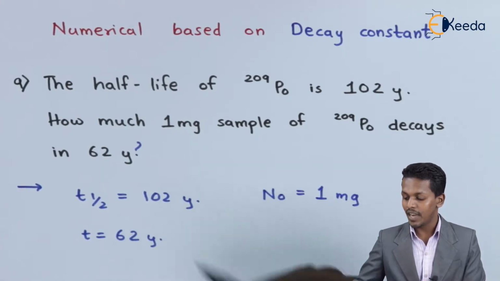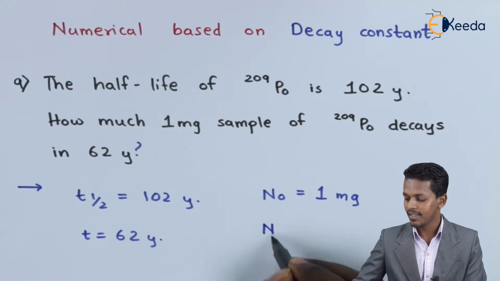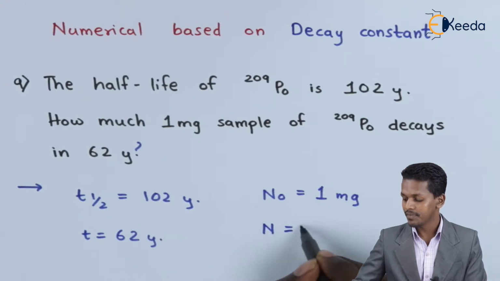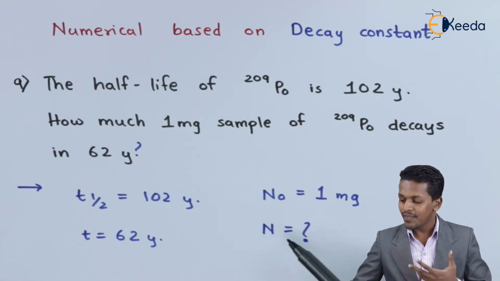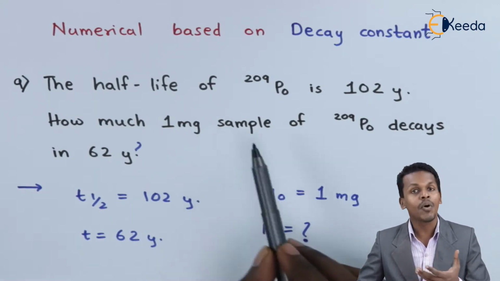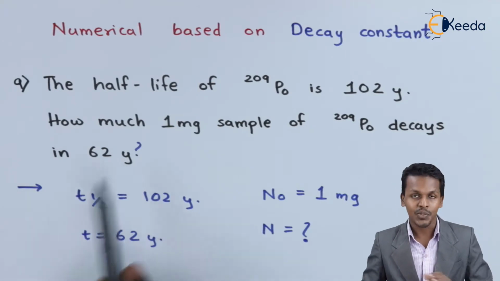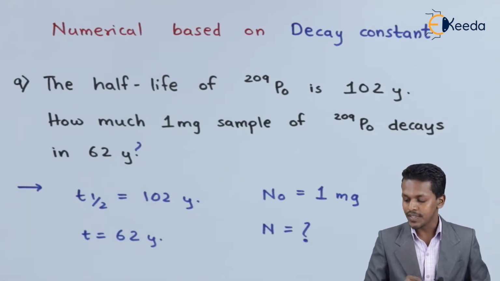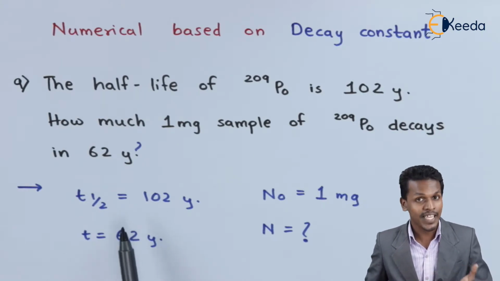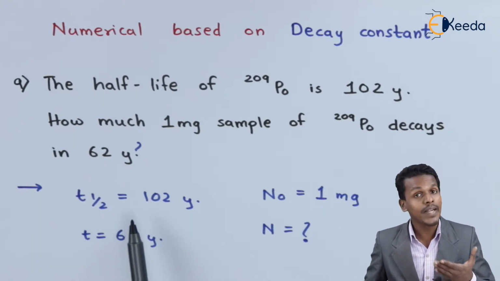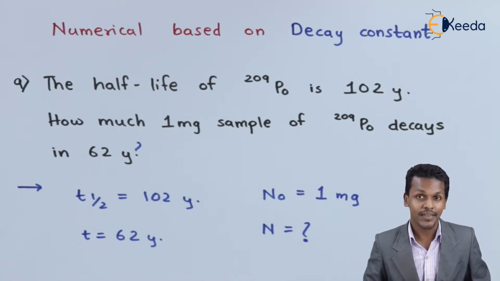So basically we have to calculate the value of N, and based on that we can find out how much milligram of the sample has decayed throughout these 62 years. So this is what we have to do. Let us first find the value of lambda, the decay constant, because unless we find the decay constant we cannot get the value of N. So let us find that first.